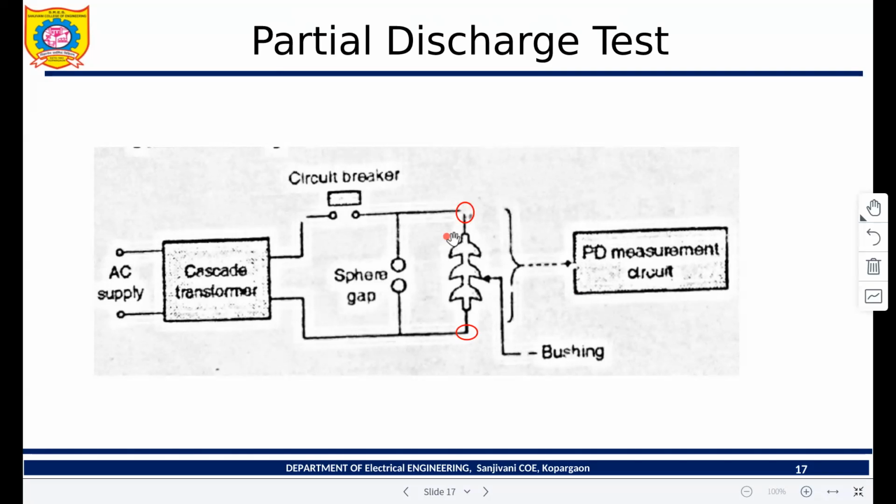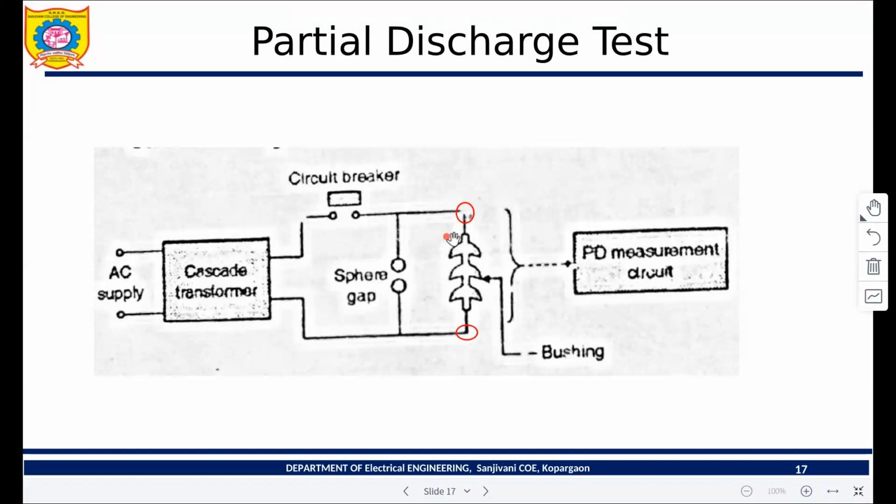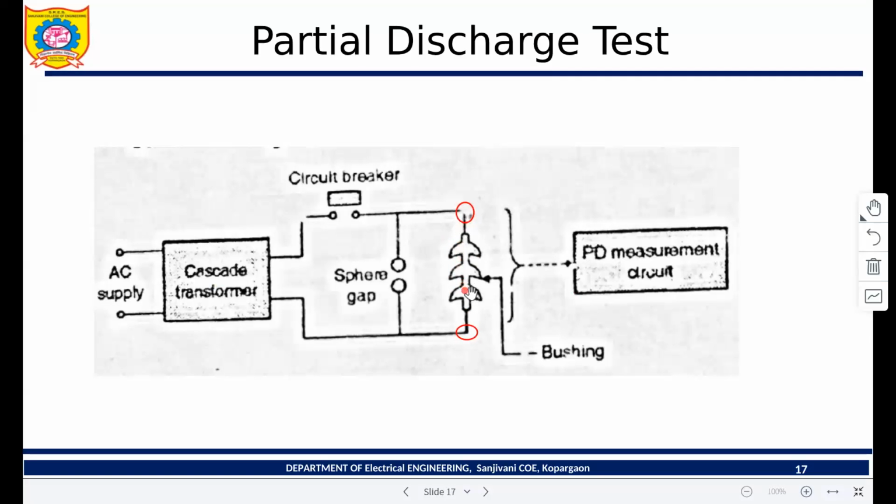This cascade transformer produces a very high voltage, which is applied to the bushing. If any discharge takes place due to the voids or due to a crack, then the potential difference can be measured. That potential difference should be a standard one. If the potential difference is very less and due to that, discharge takes place, that particular bushing has to be replaced. So that much standard voltage should be applied. Okay, so this is the partial discharge test.